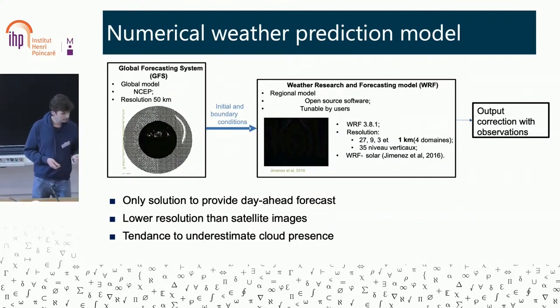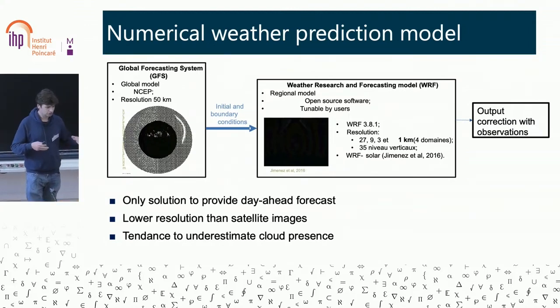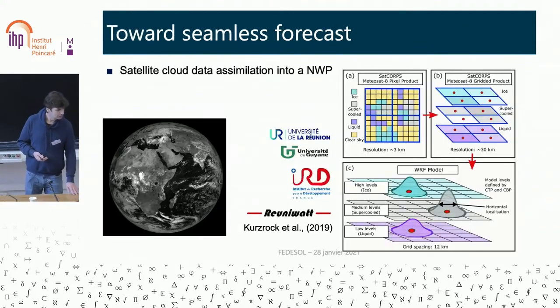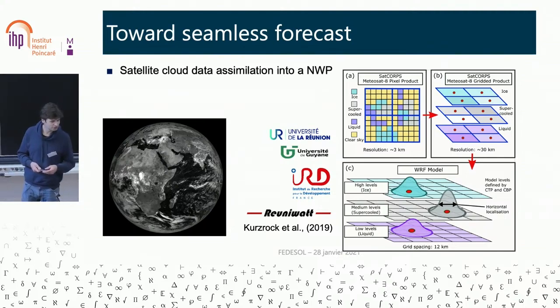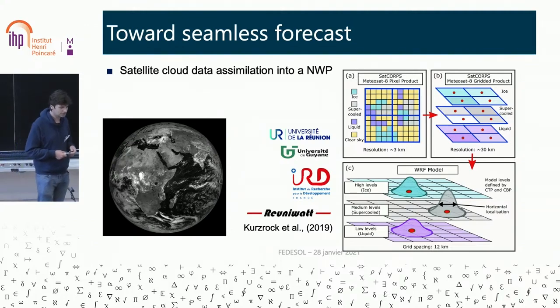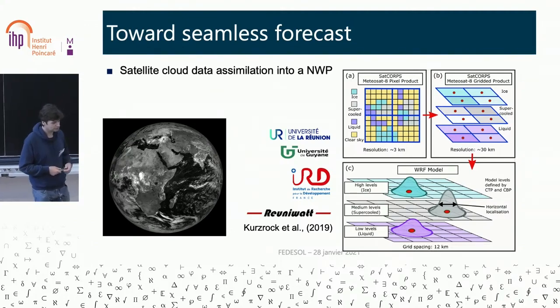One thing to note is that most NWP tend to underestimate the cloud, and so to overestimate the irradiance. This is the main thing we have to reproach to NWP. There is an attempt to improve the NWP forecast, especially for short horizon, by doing data assimilation of cloud products. This thesis has been made, and some promising results have been found in Réunion Island, especially.